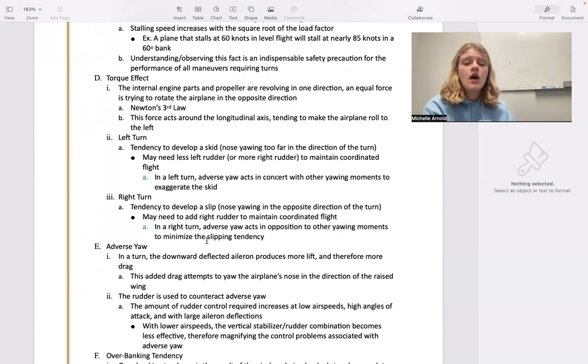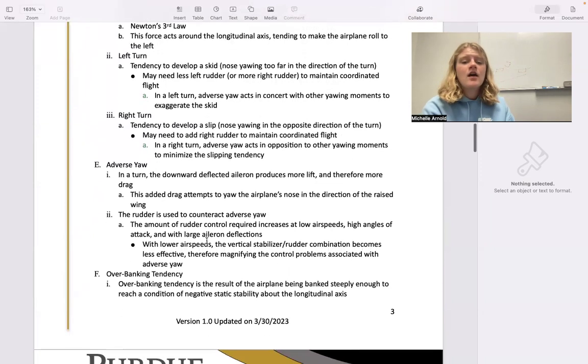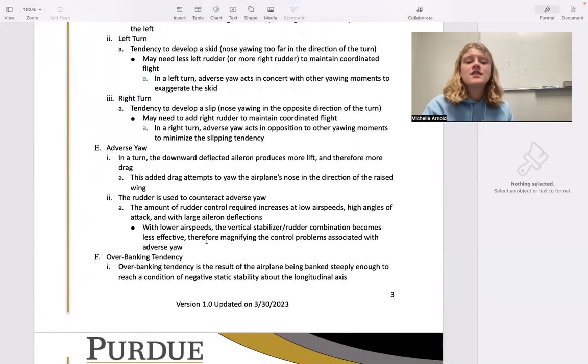All right, so adverse yaw. In a turn, the downward deflected aileron produces more lift, which we just talked about, and therefore more drag. This added drag attempts to yaw the airplane's nose in the direction of the raised wing. So in this example, we're turning to the left.